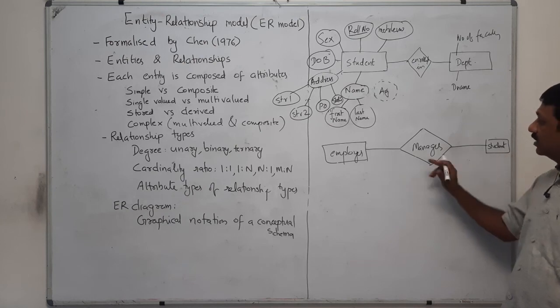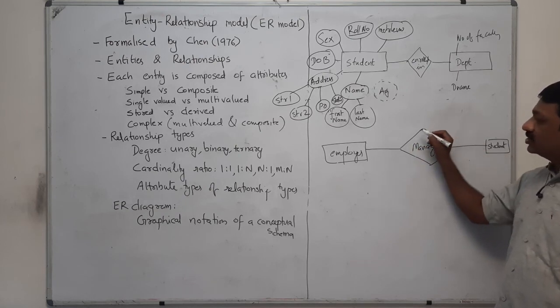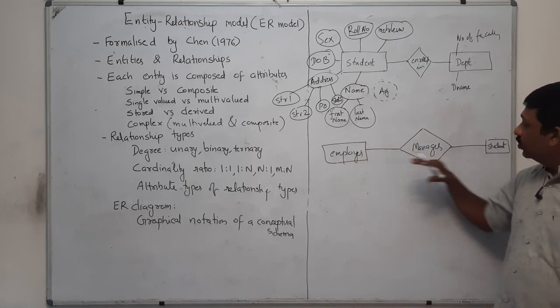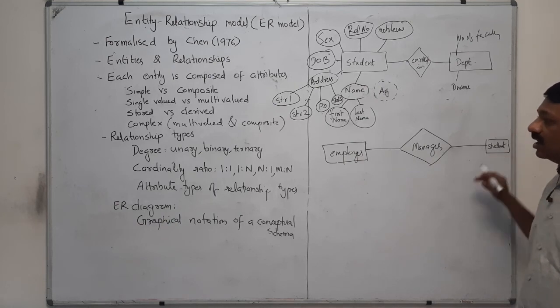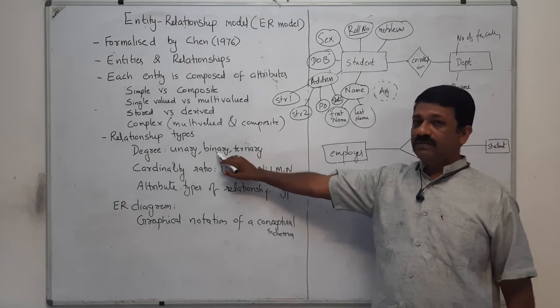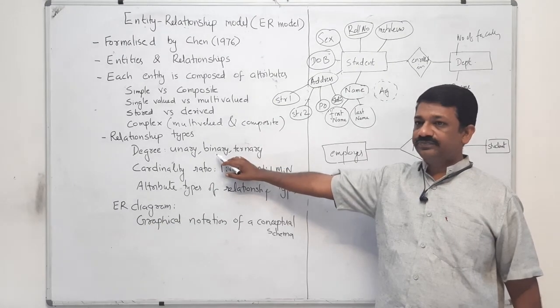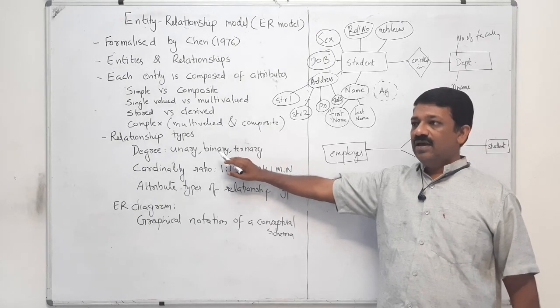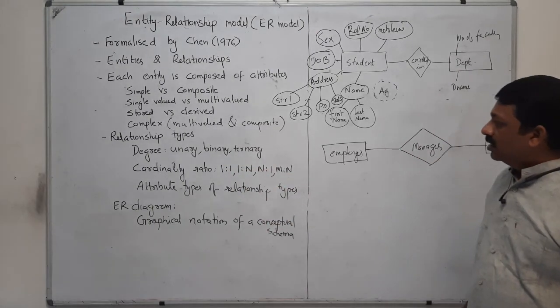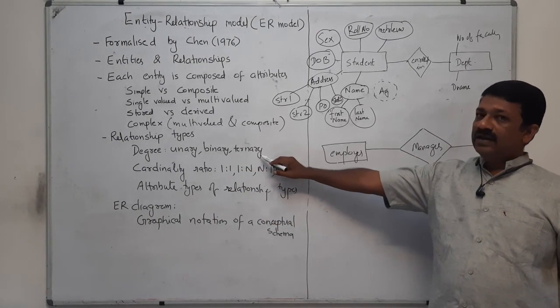In that case, this manages is a relationship which constitutes two entities. It is connecting two entities. That is called a binary relationship. This is a binary relationship. And what do you mean by ternary relationship?